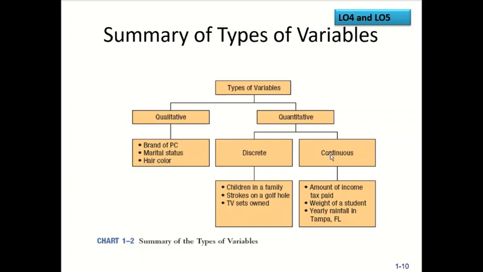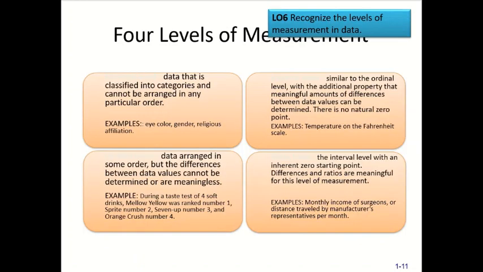In contrast, examples of continuous quantitative variables are the amount of income tax paid by an individual or an organization, the weight of a student in a class, or the yearly rainfall in a particular area or city like Dehradun. All these can have decimal points, meaning they cannot necessarily be whole numbers, but can lie in between the whole numbers. Suppose height is 5 feet 10 inches: a student is not only 5 feet or 6 feet, but can be in between also. So these are examples of continuous quantitative variables.